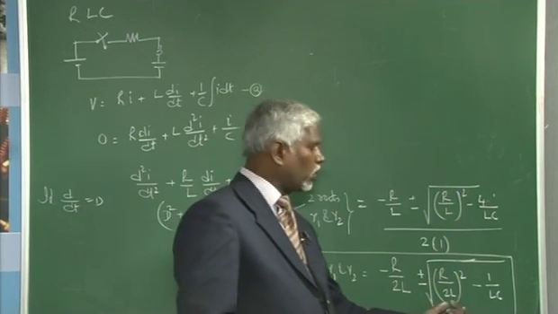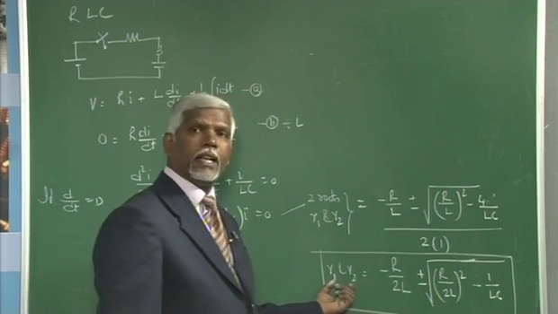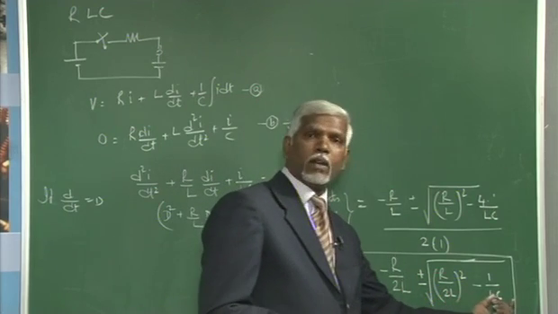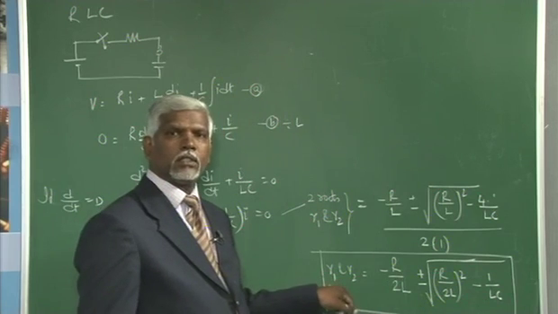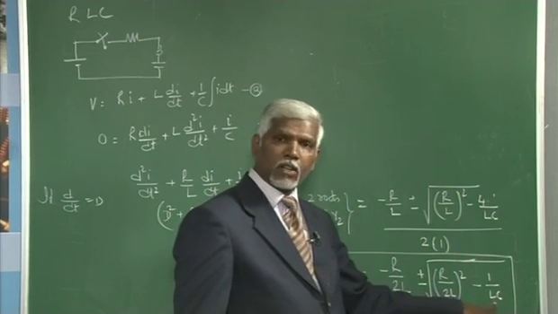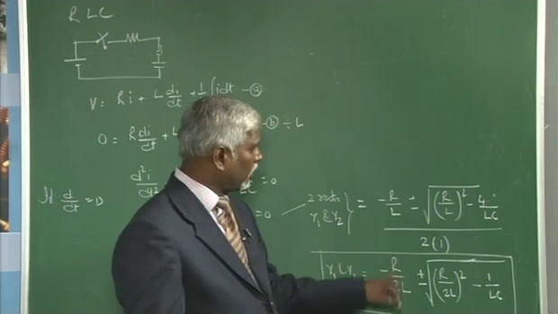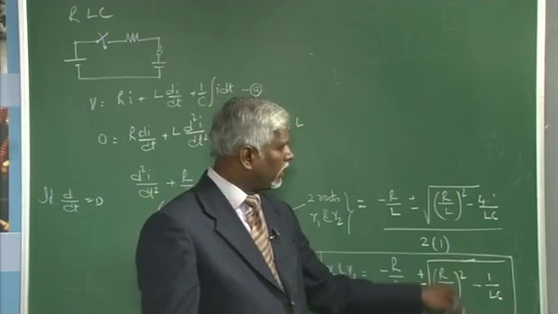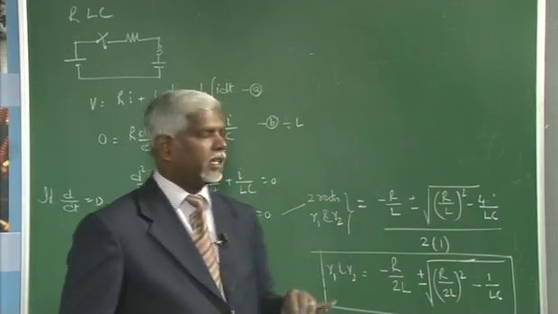If R by 2L whole squared is greater than 1 by LC, I will get two real and distinct roots. If R by 2L whole squared is equal to 1 by LC, the whole term goes to 0, and I will have two repeated roots at minus R by 2L. If R by 2L whole squared is less than 1 by LC, I will get complex conjugate roots, this term plus j and minus j something. So I arrive at three different cases in an RLC circuit.